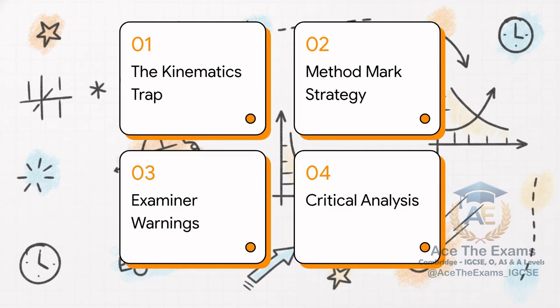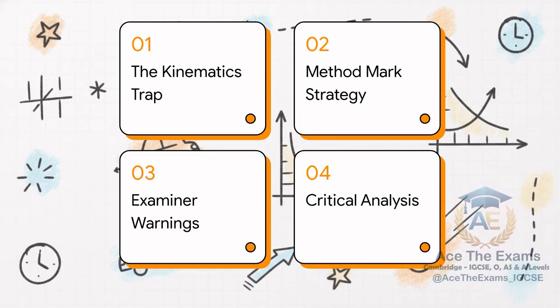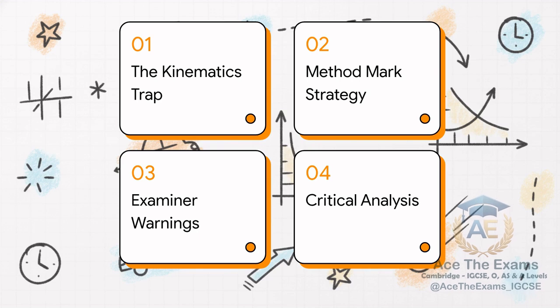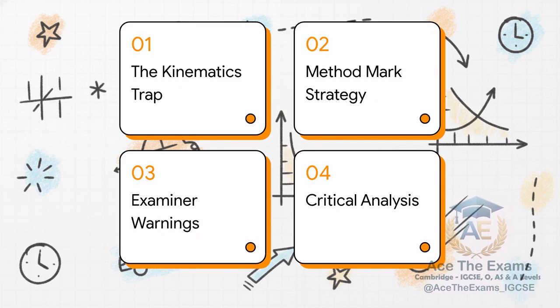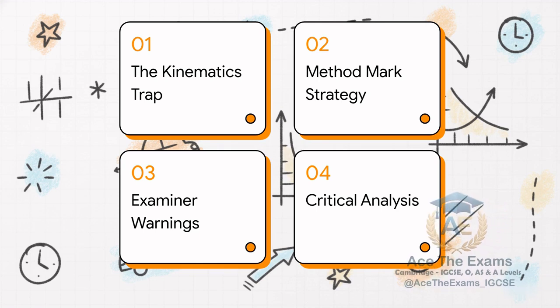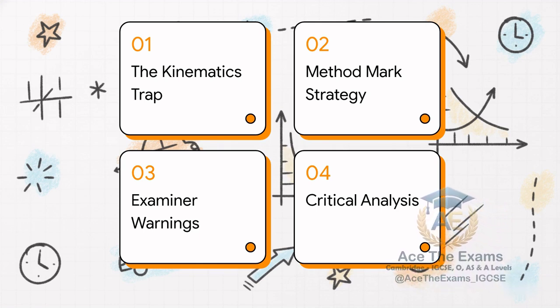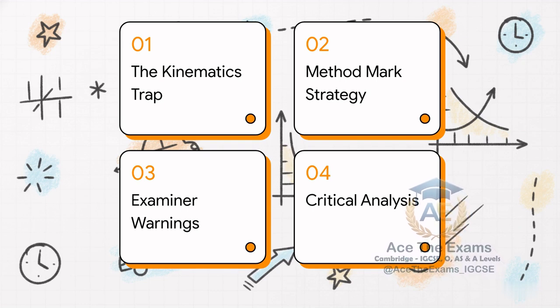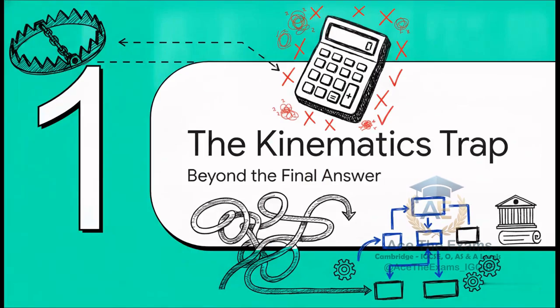To make absolutely sure you never drop those easy marks again, we've put together a very clear roadmap for today's explainer. First, we'll uncover the kinematics trap. Second, we're going to reveal the method mark strategy. Third, we will expose specific examiner warnings. And finally, we will master critical analysis. Let's start by breaking down Section 1, the kinematics trap, and why we have to look way beyond the final answer.